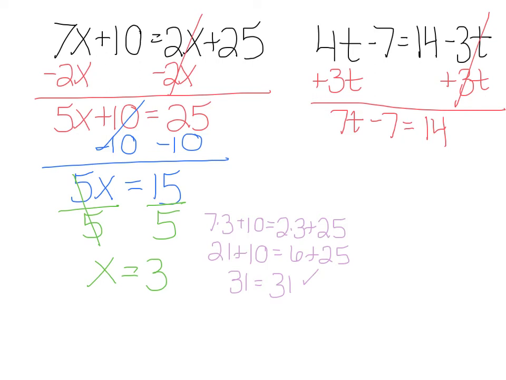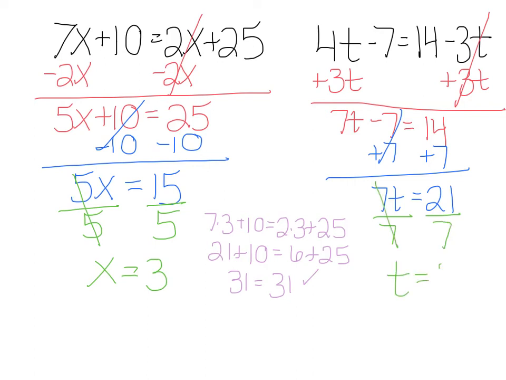My next step is to get rid of the negative 7 and bring it to the other side. So I'm going to add 7 to both sides. This is going to cancel out, and I'm going to be left with 7t, and 7 plus 14 is 21. Finally, to get t by itself, I need to divide because we have 7 times t, and to get rid of multiplication, we divide. So I'm going to divide both sides by 7. This is going to cancel out, and t is going to be equal to 3. Check your answer to make sure it works.